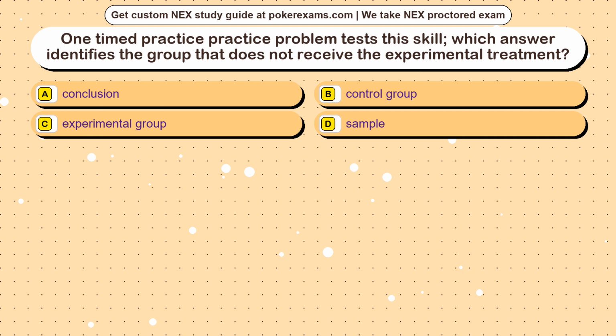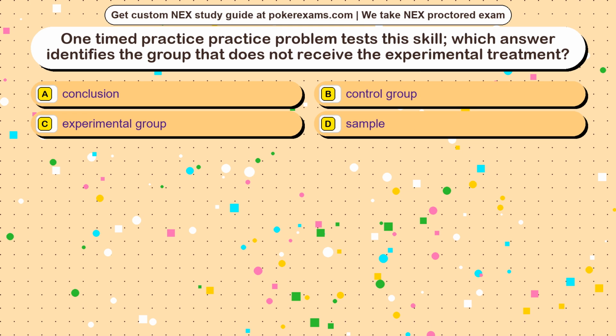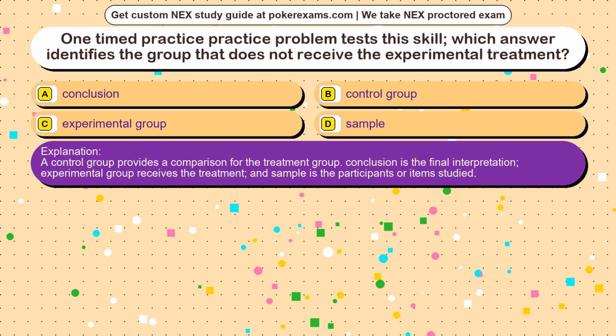Question 11. One-time practice problem tests this skill. Which answer identifies the group that does not receive the experimental treatment? Option A, a conclusion. Option B, a control group. Option C, experimental group. Option D, a sample. The correct answer is option. A control group provides a comparison for the treatment group. Conclusion is the final interpretation, experimental group receives the treatment, and sample is the participants or items studied.